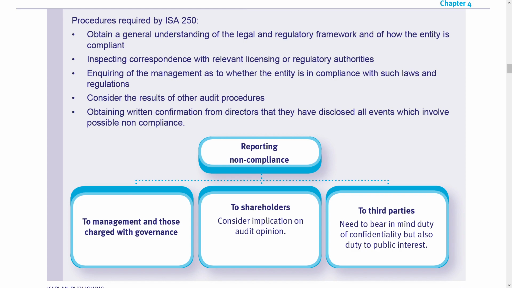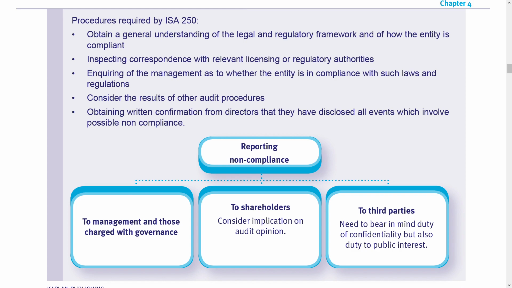Number 2, inspecting correspondence with relevant licensing or regulatory authorities. You are seeing the relevant license that they have. We are inspecting their license and also the regulatory authorities. Number 3, inquiring of the management as to whether the entity is in compliance with such laws and regulations. You are asking the manager, are they complying with the laws and regulations? Number 4, consider the results of other audit procedures.